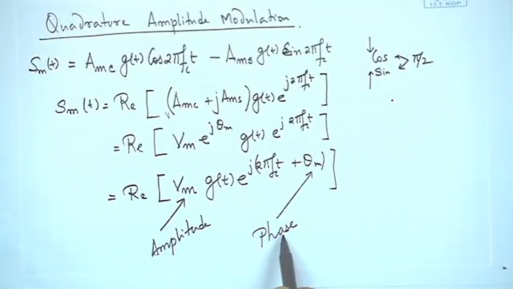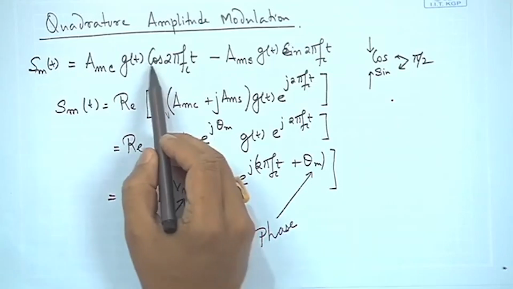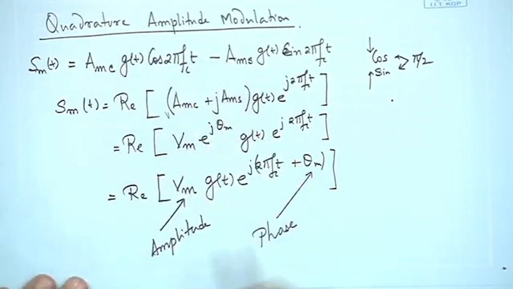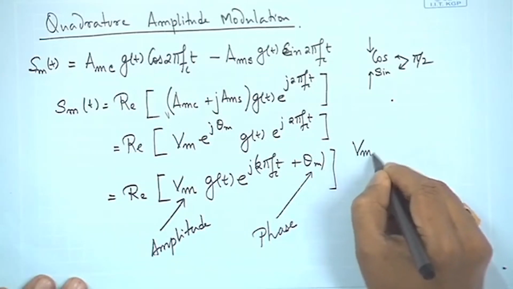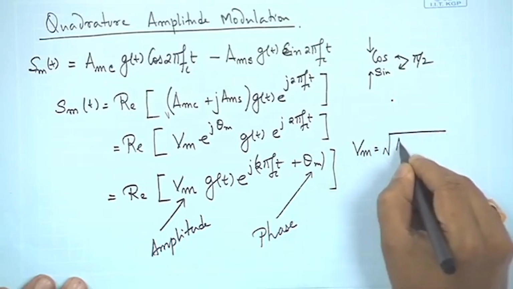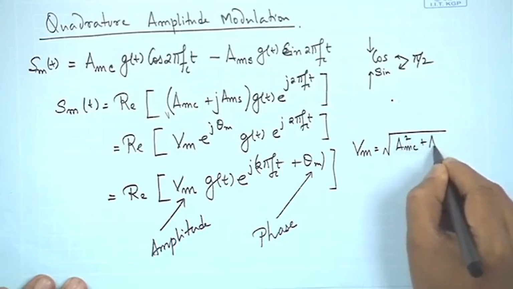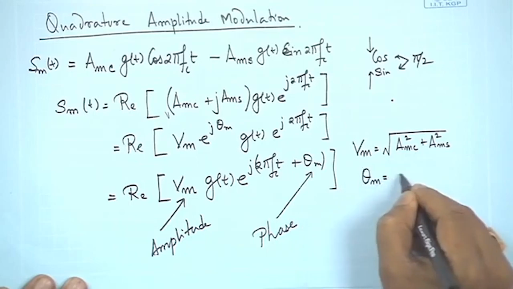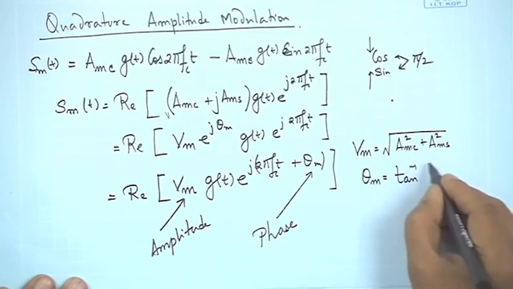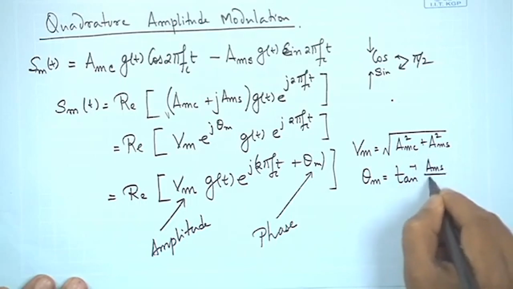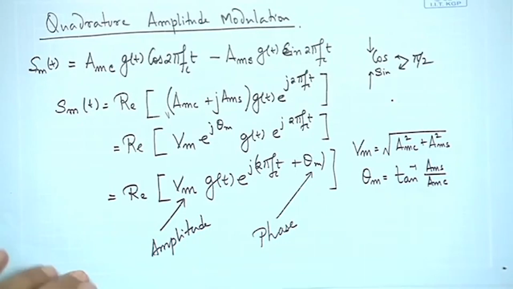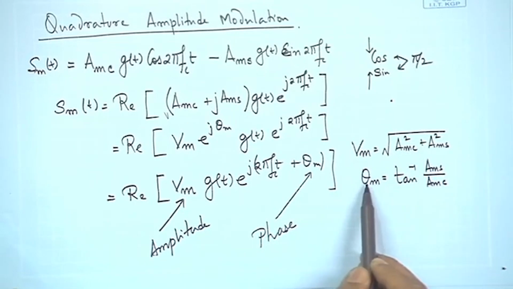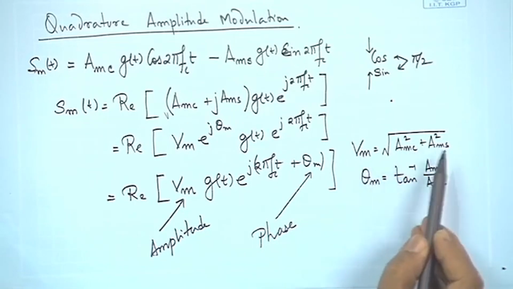This could be one view of this. The other view could be that I have quadrature carriers and I could select amplitudes independently. And of course, to complete this set of expressions, V_m is equal to the square root of a_mc squared plus a_ms squared, and theta_m is equal to tan inverse of a_ms upon a_mc. So if I choose a_mc and a_ms, I get V_m and theta_m, or if I choose V_m and theta_m, I get a_mc and a_ms, in either way.